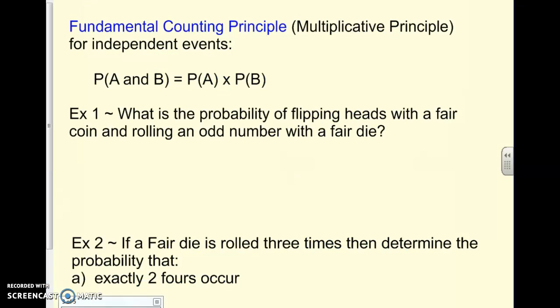The fundamental counting principle, or we call it the multiplicative principle, for independent events: if you're looking for the probability of A and B happening, you can multiply the probability of A times the probability of B.